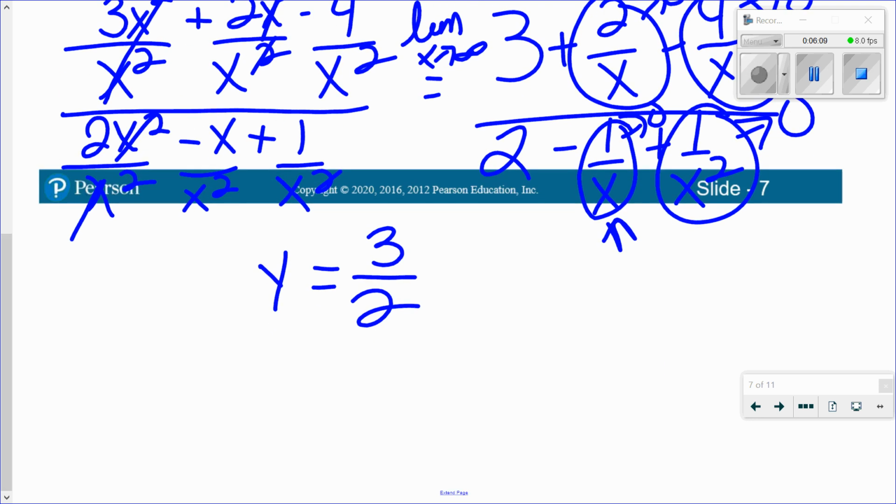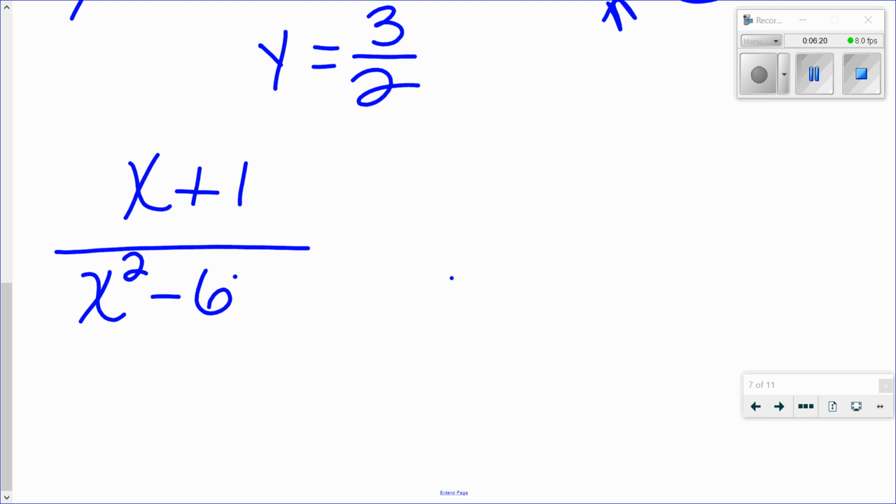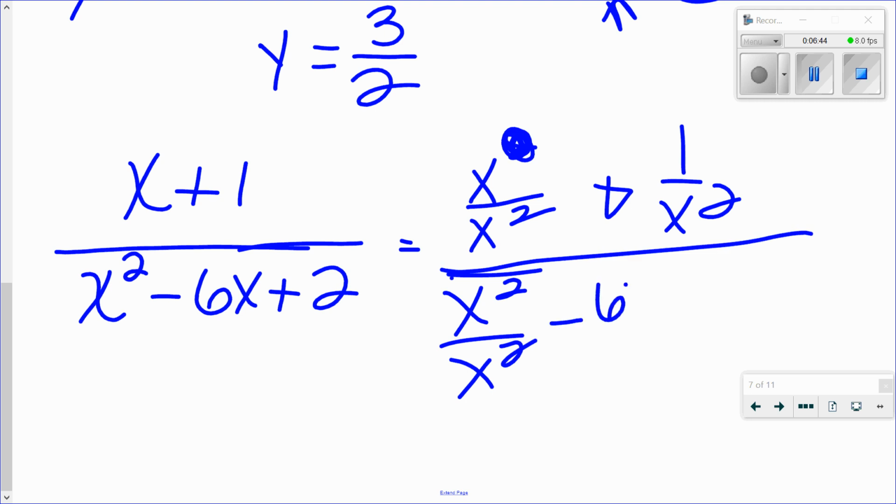I want to do another example. Let's see. So let's say we had x plus 1 over x squared minus 6x plus 2. Okay, so here we're going to divide everything by x squared. So we're going to have x over x squared plus 1 over x squared, over x squared minus 6x over x squared plus 2 over x squared. All I did was put everything over x squared.